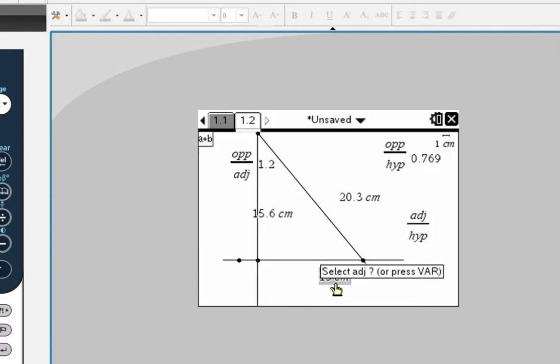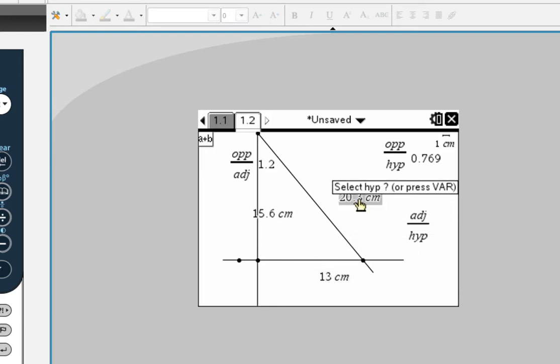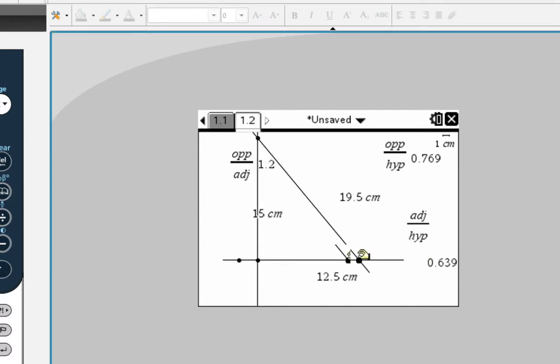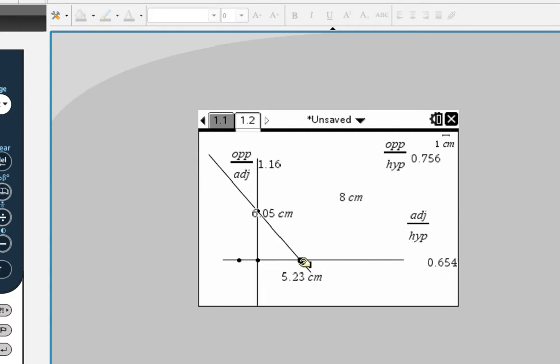So adjacent is here, hypotenuse is here. I'll put that guy right there, press escape, and once again you see that that ratio stays the same. If I change the angles, then the ratios do change. But as long as I keep the angles the same and get just a bunch of similar triangles, those ratios stay the same. So that's the basis of what the supplement is about.